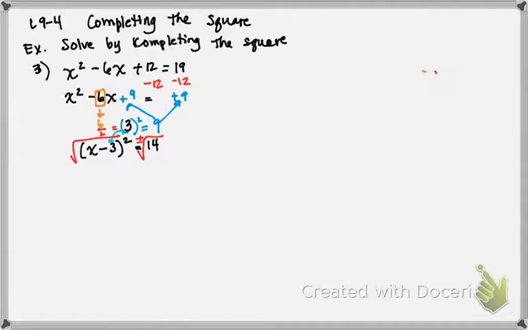19 take away 12 is 7. Okay. When I add 7 and 9, I get 16. There we go. So the square root of a quantity squared is the quantity. Equals plus or minus, and the square root of 16 is 4. So then I add 3 to both sides, and I have x equals 3 plus or minus 4.